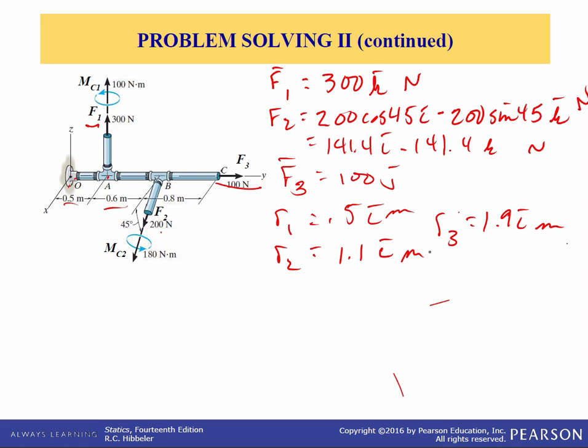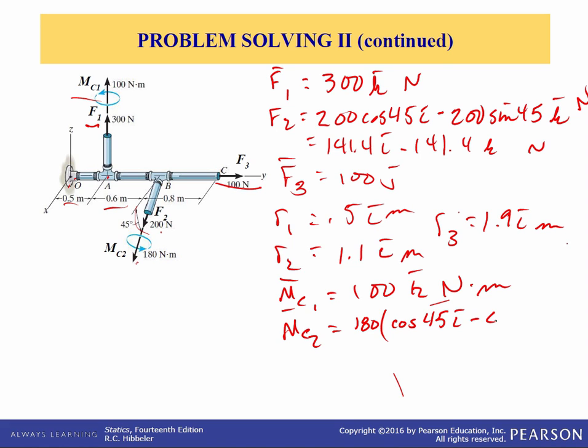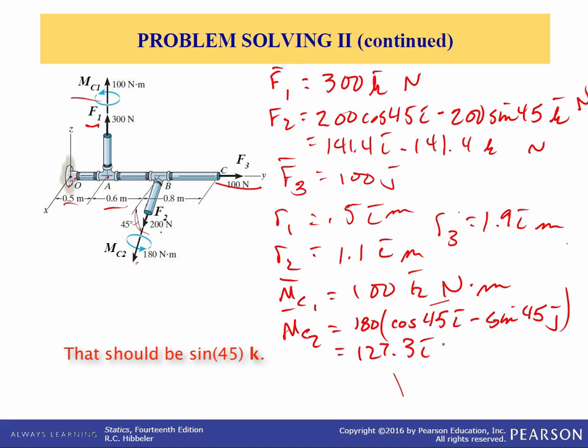We've got a couple of free couple moments here. We have to write those down too. So MC1 as a vector, it's all pointing in the z direction, so it's 100 k Newton meters. Now this moment is applied at 45 degrees down from the xy plane, so the moment of 2 as a Cartesian vector is equal to 180, its magnitude, times cosine of 45 in the i direction, and in the z direction it's negative, so minus sine of 45 in the k direction. And this comes out to be 127.3 i minus 127.3 k Newton meters.